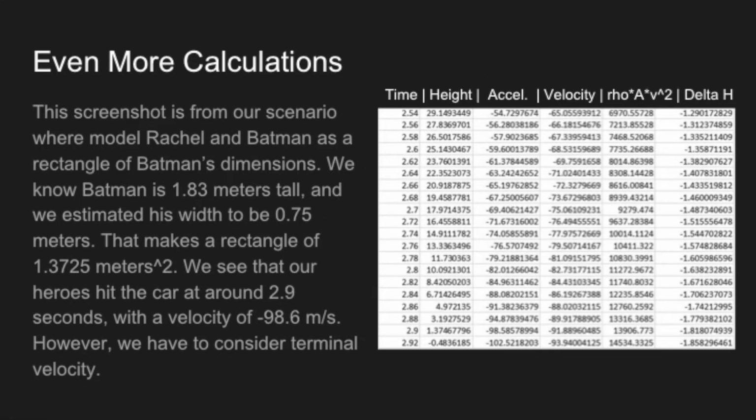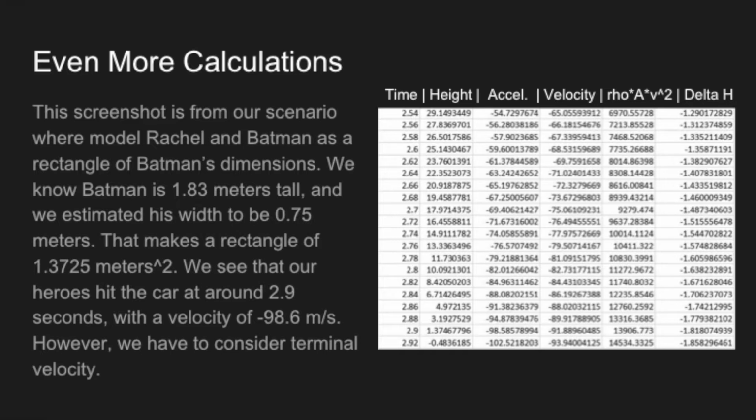However, we want to be more accurate with our surface area, so we move on to a rectangular model. We model a rectangle with a height of 1.83 meters, the height of Batman, and an estimated width of 0.75 meters. We obtain a rectangle of 1.3725 square meters, and this means we get a velocity of negative 98.6 meters per second, hitting the car at around 2.9 seconds.